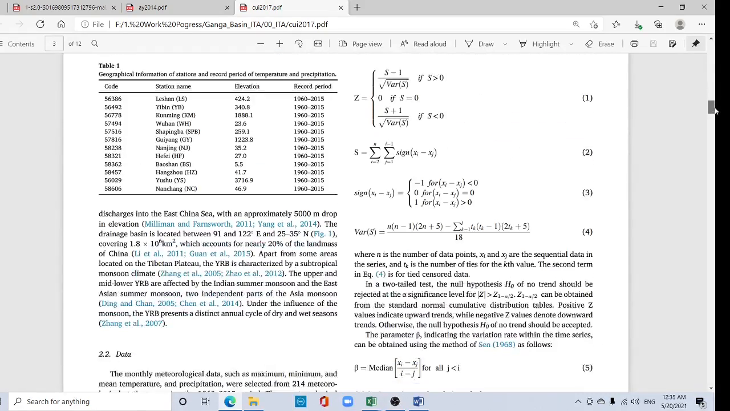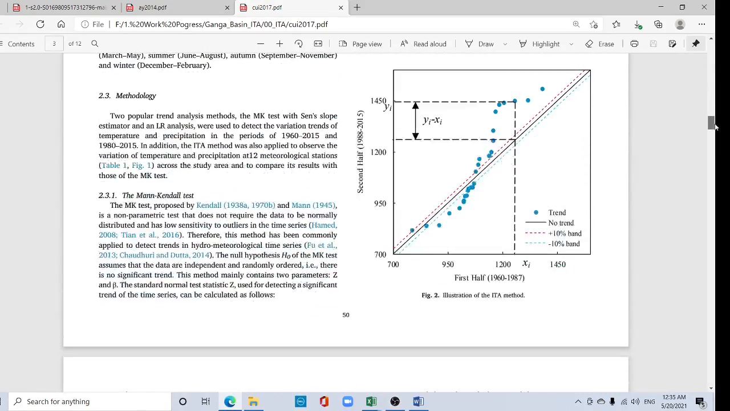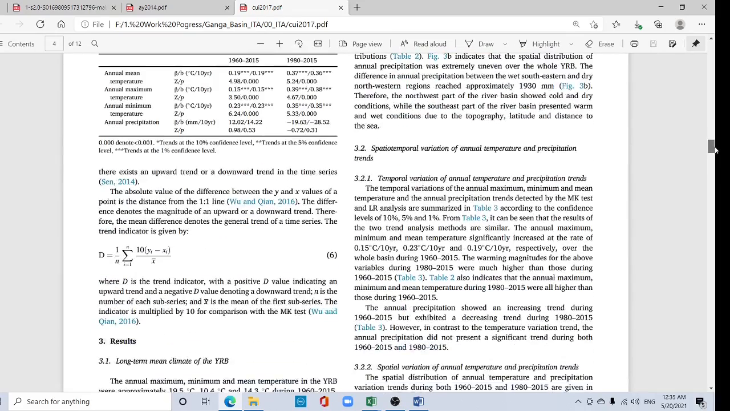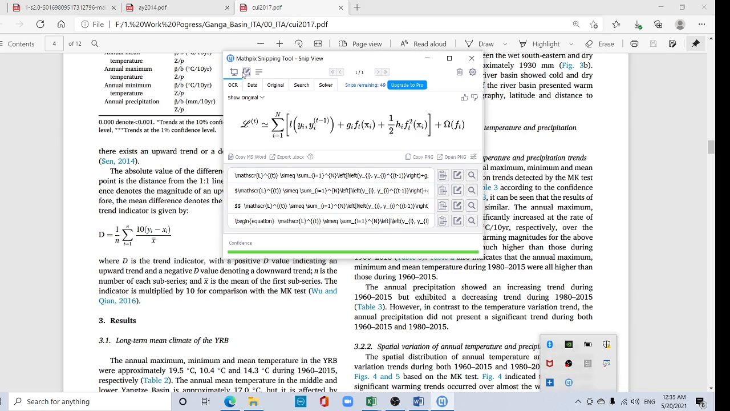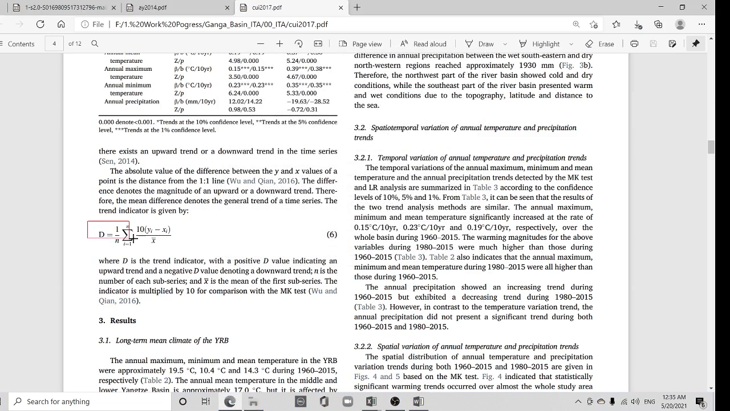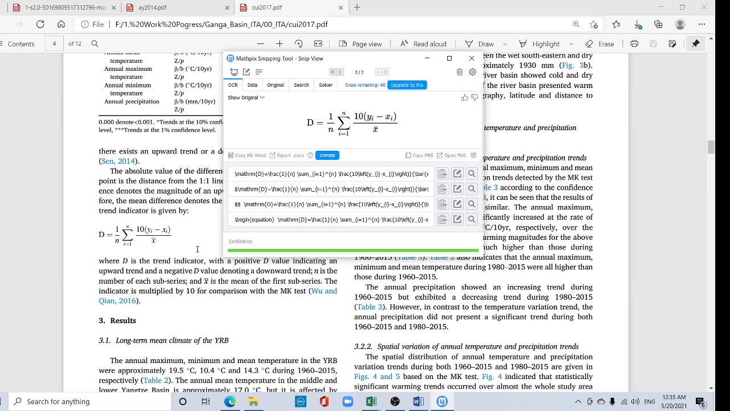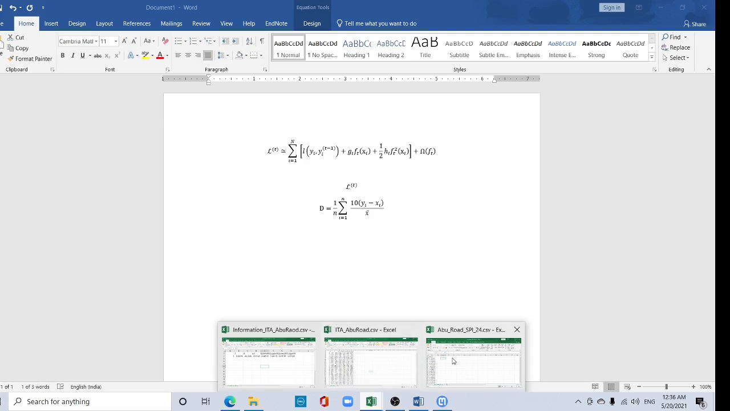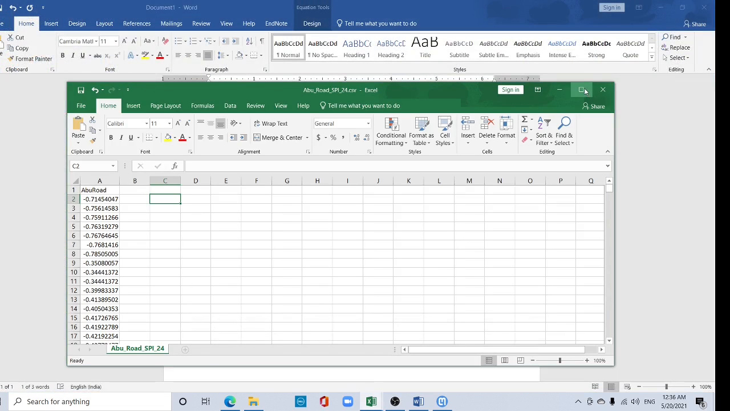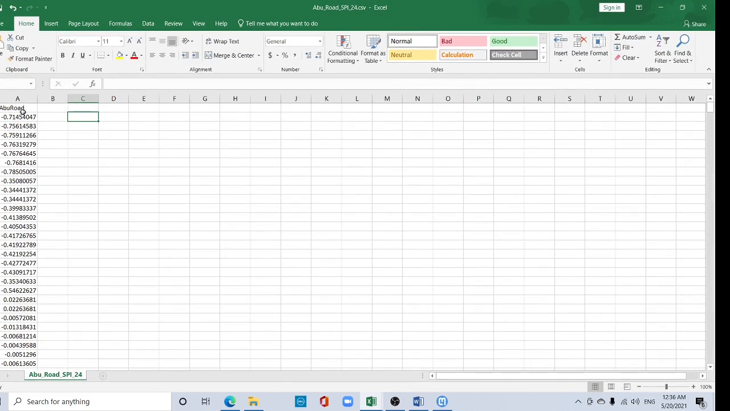Here is the formula for innovative trend analysis. See this formula. You can find this matrix tool here. Okay, now click here. Let's take this and copy it to MS Word. So, this is my methodology, how to calculate ITA.